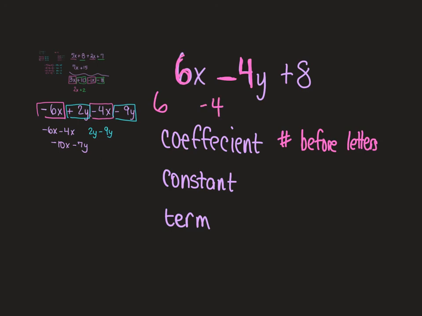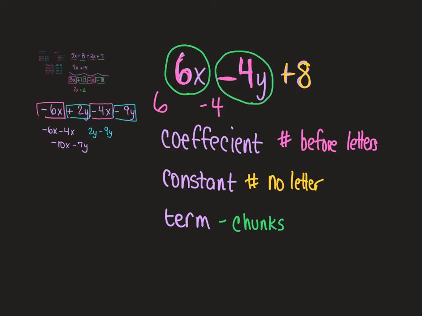The constant is numbers that have no letter attached to them. So my 8 back here is a constant. Terms, I like to call them chunks. 1 chunk, 2 chunks, 3 chunks. Anytime you get to a minus or a plus sign, that says we're about to start a new chunk, a new term. So this question had 3 terms.